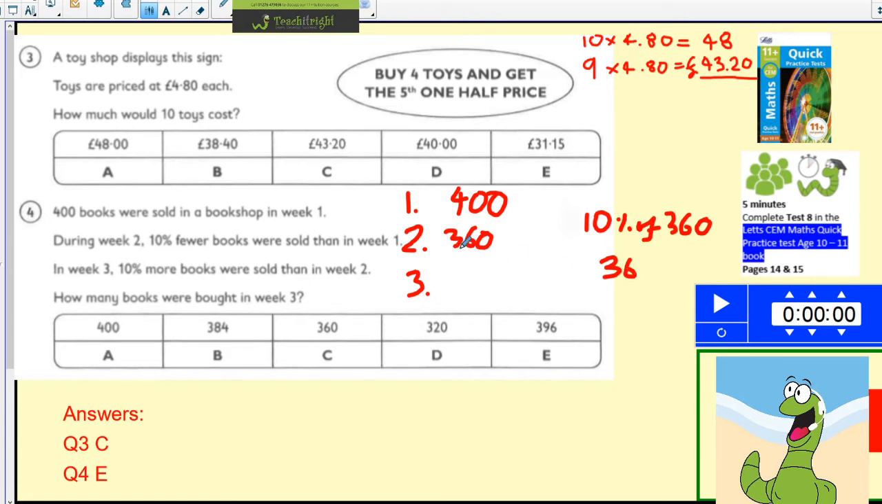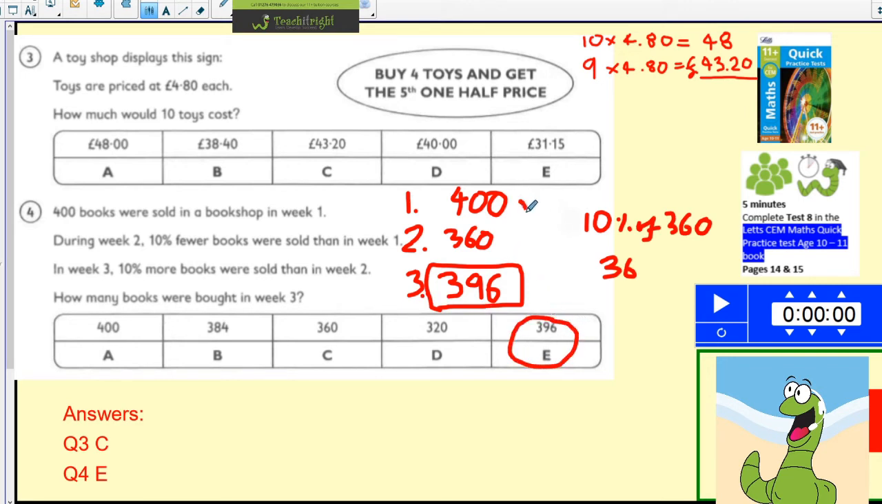So I'm going to add 360 and 36 together. So let's do it. 360 plus 36 is going to be 300, 6 and 3 is 9, 396. So how many books are bought in week 3? 396. And I could see this one confusing people. It will certainly catch a few people out.